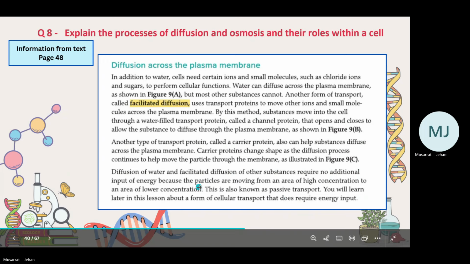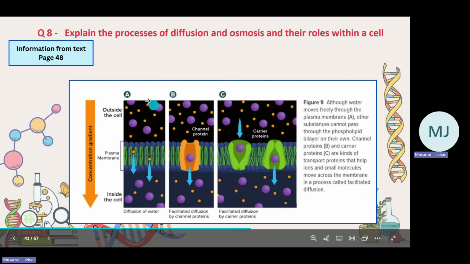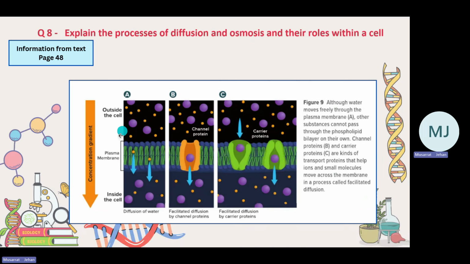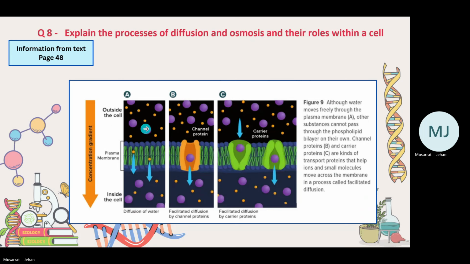Okay. Now here you can see this is passive transport. Water molecules, they're just moving from high to low. These yellow dots are representing water molecules. So they are just moving through the plasma membrane, high to low, diffusion of water. No energy needed. This is the concentration gradient, meaning from high it is going to low. So no energy is needed.